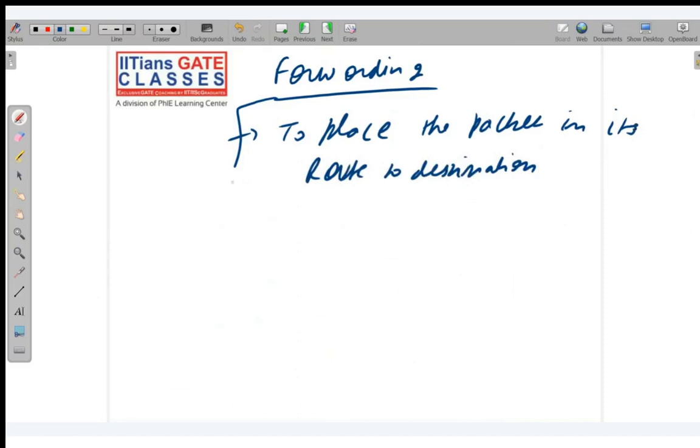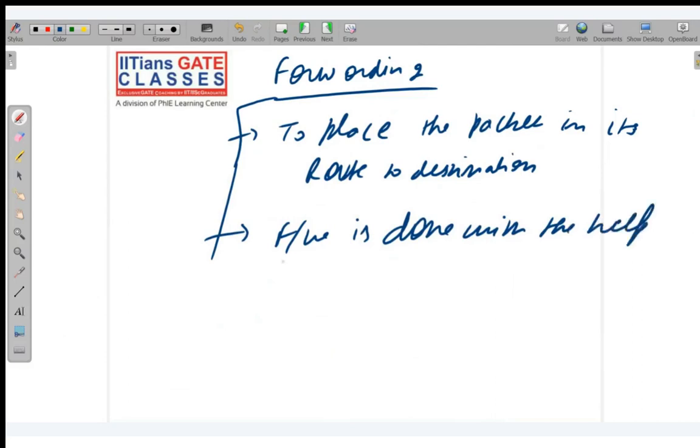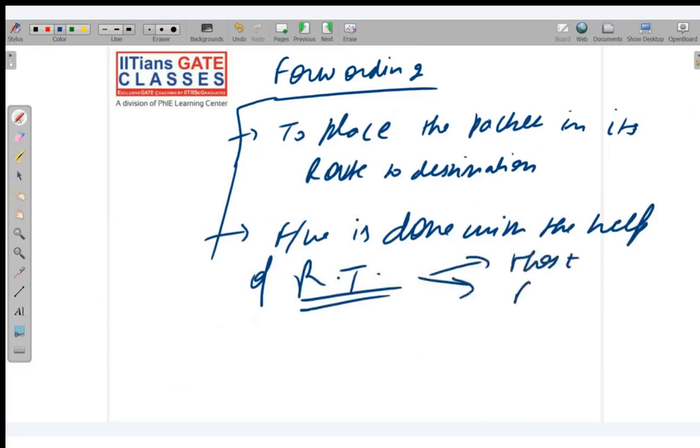Forwarding is done with the help of the routing table. Who is having the routing table? Both host as well as router. Both have a routing table. Just now I have told you.